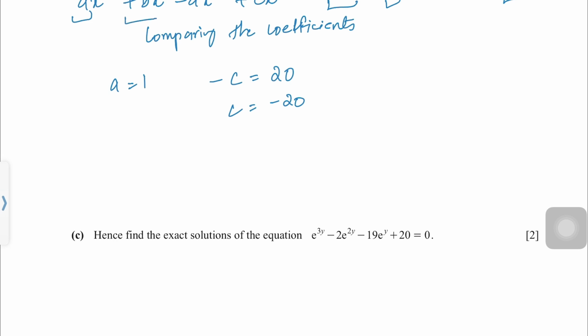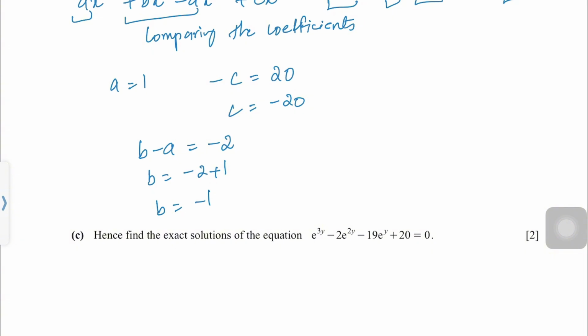Now for calculating b, we'll be using this. b minus a is equal to minus 2. So a is given as 1. This 1 would go there and make it minus 2 plus 1. So b would be minus 1.